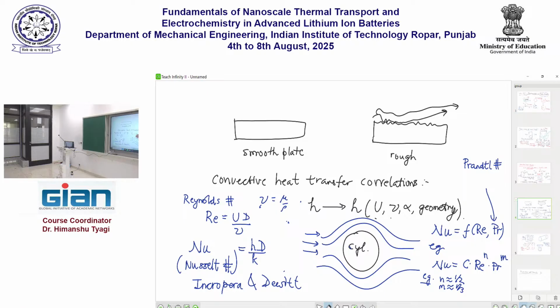Typically we use non-dimensional numbers, and the convective heat transfer coefficient is represented by the Nusselt number. The Nusselt number is usually a function of the Reynolds number and the Prandtl number, right? So we are done with time, so I'll stop here.